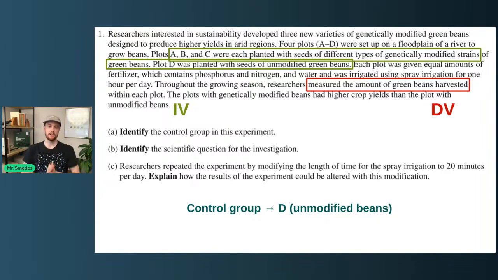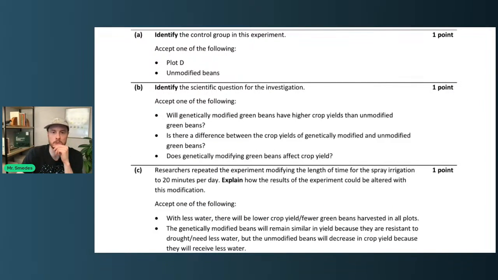So here's our IV and our DV. Like I mentioned, IV is going to be the genetic modified status of the beans, whether or not they're genetically modified. And then the DV is going to be the harvest. So here is our answer key. We already kind of went through these answers, but you guys can see specifically the wording that they took on that scientific question point.